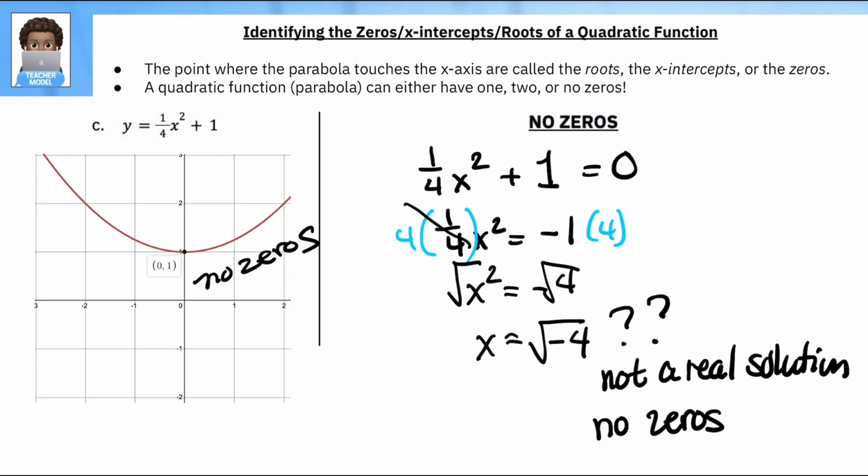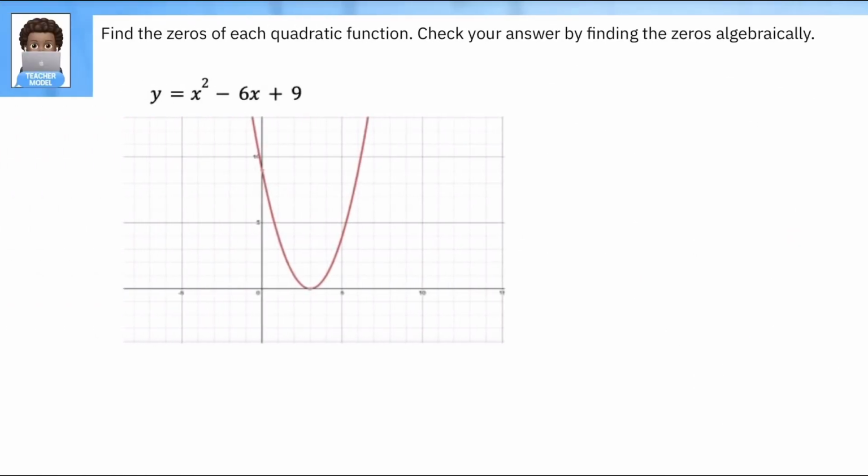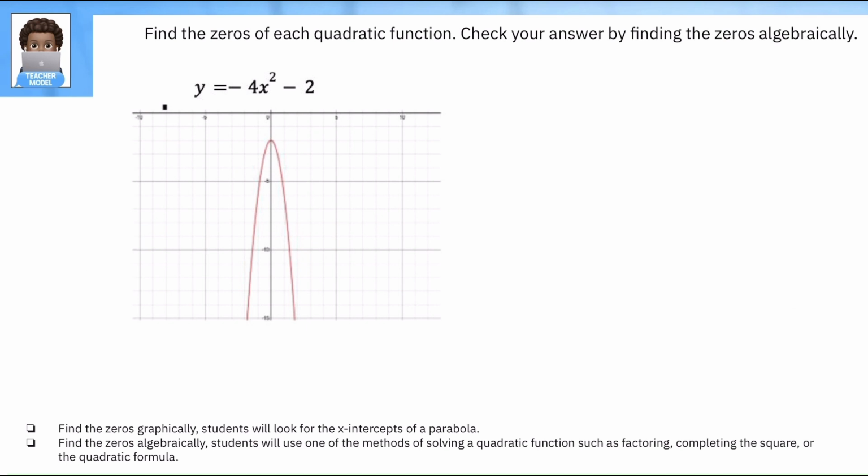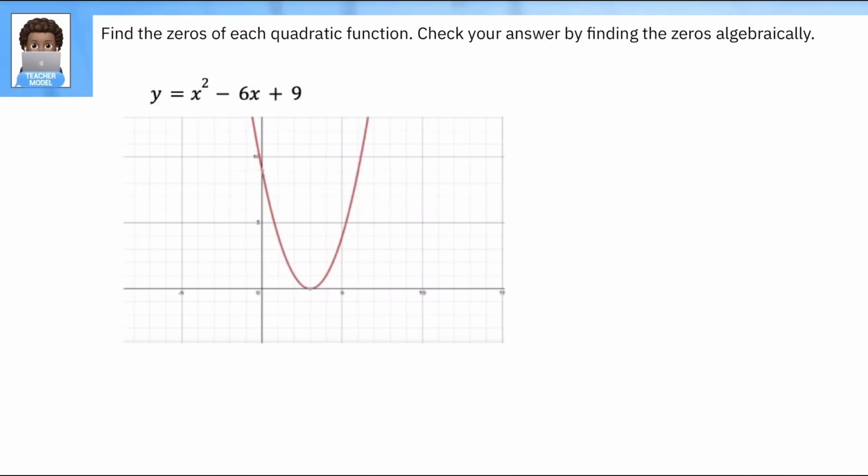So no real solution. This is what it looks like. And if that happens in your work where you have the square root of a negative number, it means there is no solution. Hit pause, jot this down. Okay, you have two problems to work on now. Here's our first one. So we're going to figure out what the zeros are in both of these. I've given you the graph, and now you're going to find zeros algebraically. So hit pause and solve these two on your own.